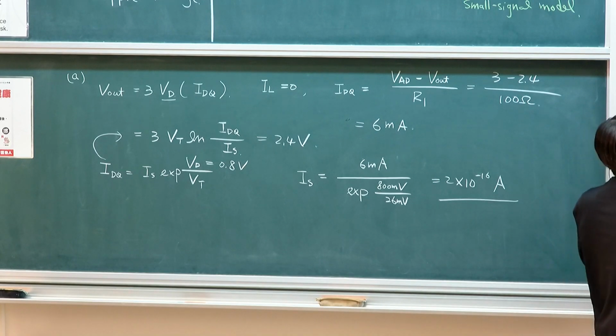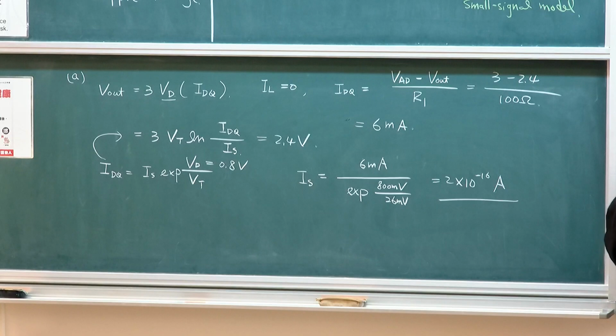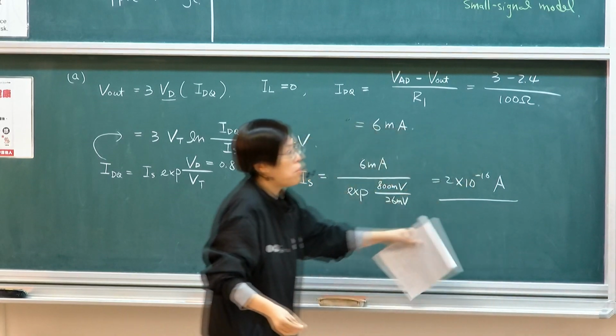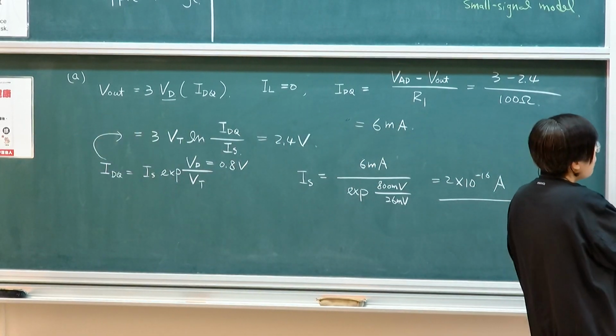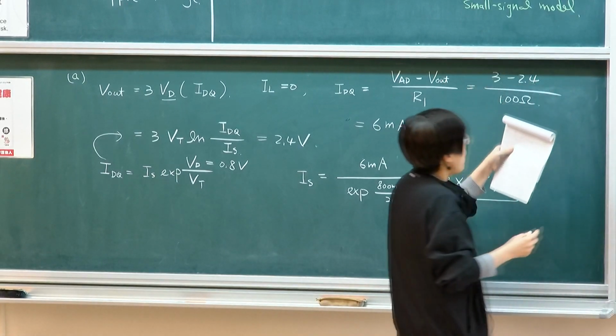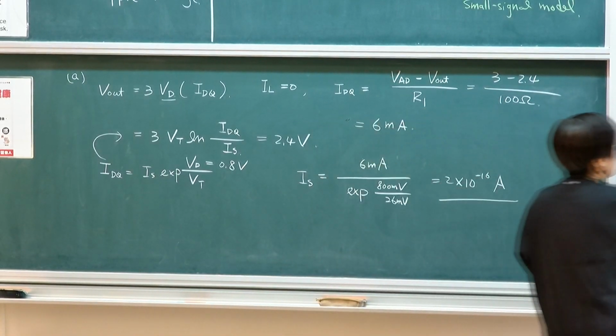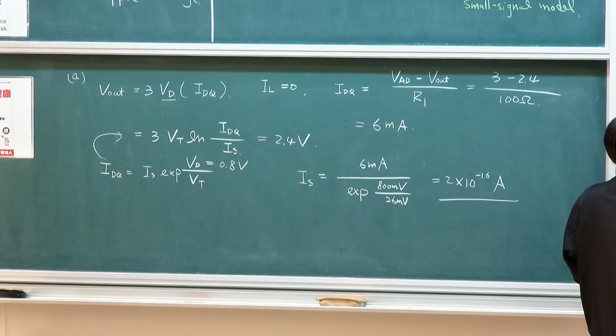So we already know that VL equals 3 times VD. So the relationship between IDQ, the device is already fixed. I already know my IS, this is a fixed number. Okay? So how do I find out if there's a change, if my VAD changes? So if your VAD changes to 3.1 volt.